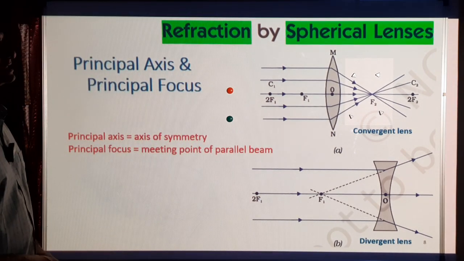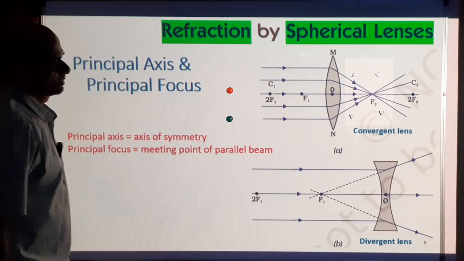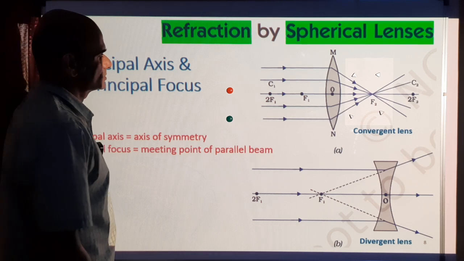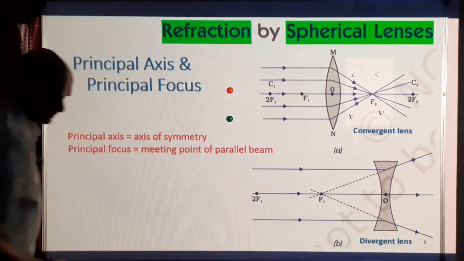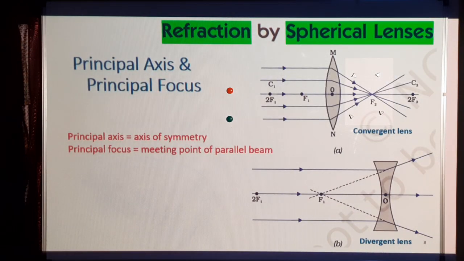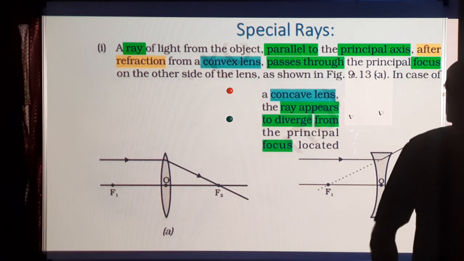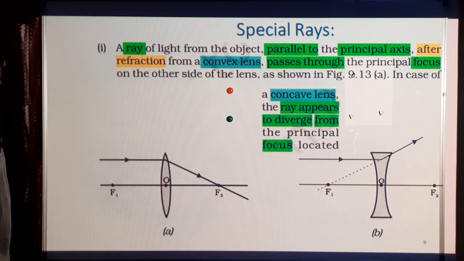A convex lens is called a converging lens because it converges the light rays after refraction. A concave lens diverges the light rays after refraction. So, special rays, these rays are helpful to figure out the images of an object.